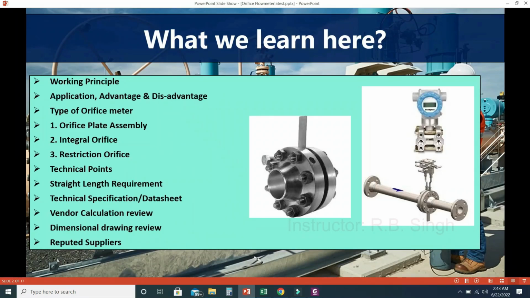On the right side you can see the figures of orifice flow meter. The first figure is for the orifice flow meter and the second one is for the integral type of orifice meter, where the upper side is showing the transmitter and this is showing the element part.